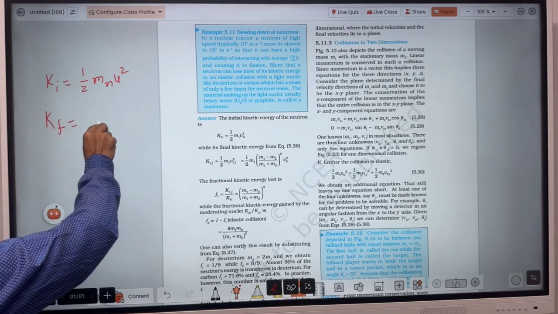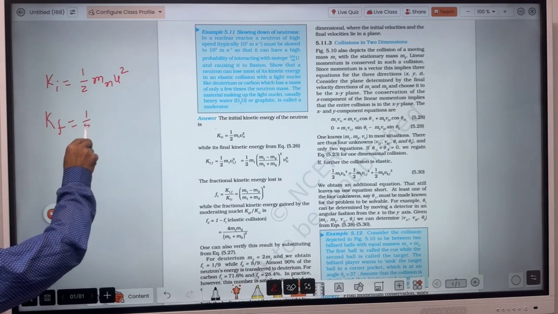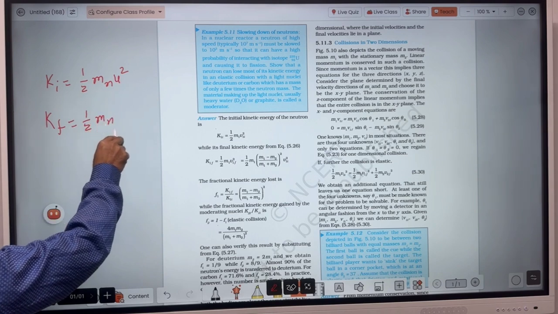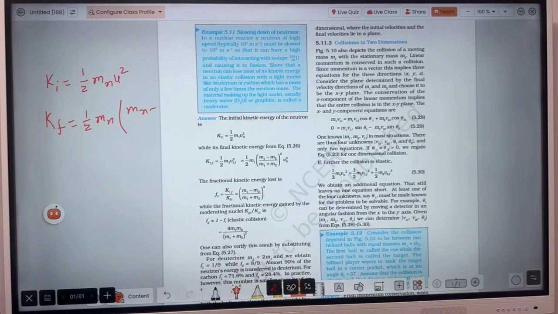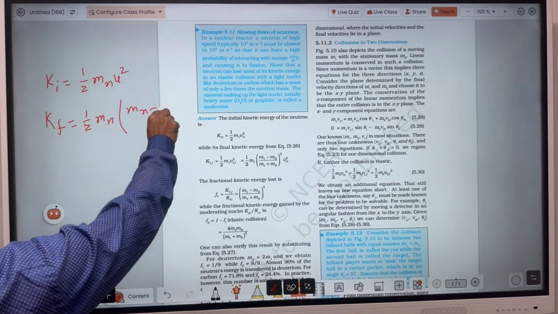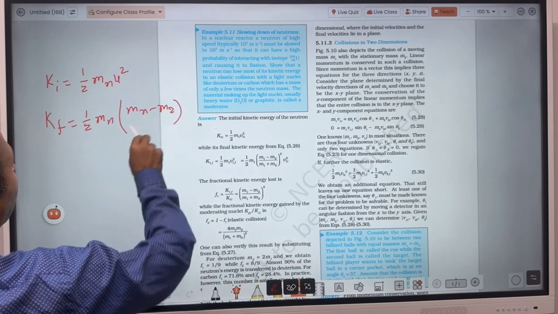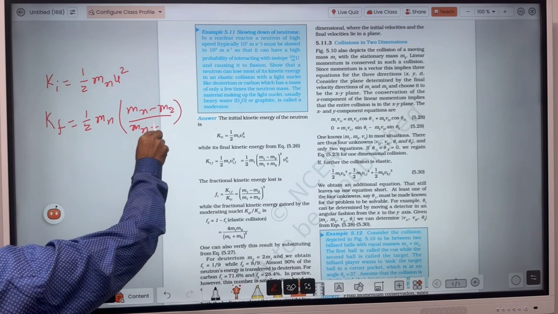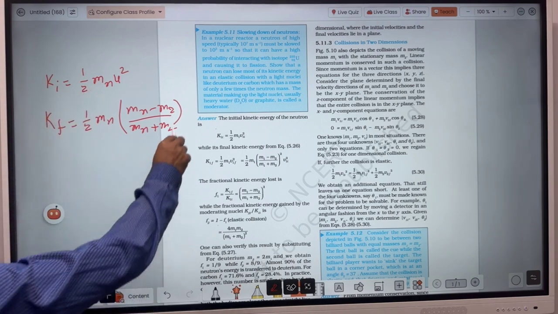to, as we have derived, 1 by 2 times the mass of the neutron. Then here inside, mass of neutron minus mass of another particle. Suppose we take it as m2, the second particle, divided by m1, where m1 is the mass of the neutron, plus m2. And then the velocity will be the initial velocity squared, the same velocity, u square.